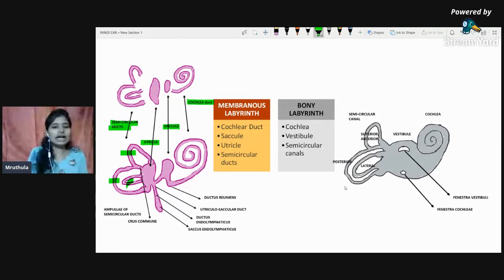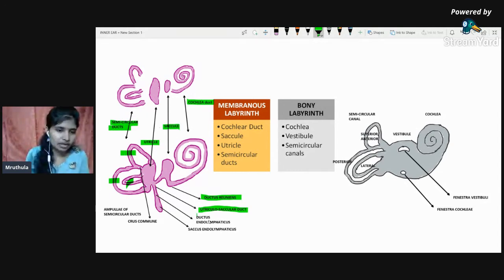Now let us see other parts of this membranous labyrinth. Okay, what connects the cochlea and the saccule? We call that structure as ductus reuniens. Okay, be cautious with the spelling of all these terms. It is not UNIONS, it is UNIENS. Then the structure which connects the saccule and the utricle is called as the utriculosaccular duct, and both the saccule and the utricle together form a duct called the ductus endolymphaticus.